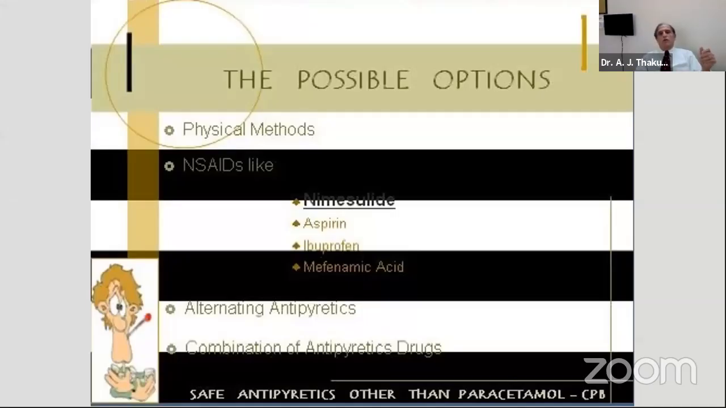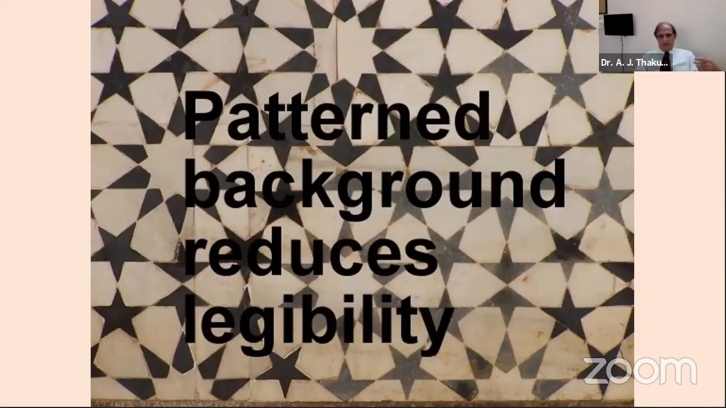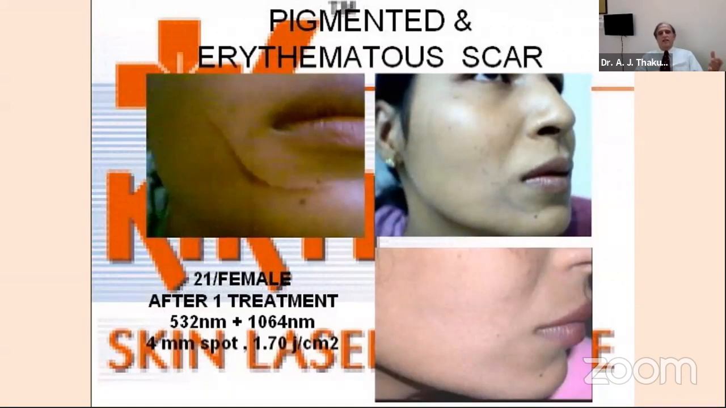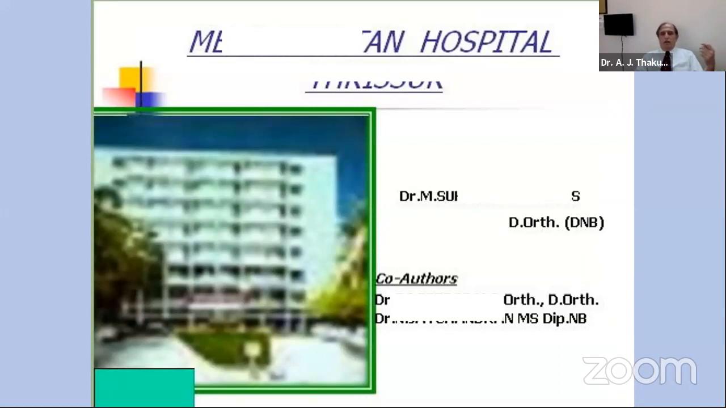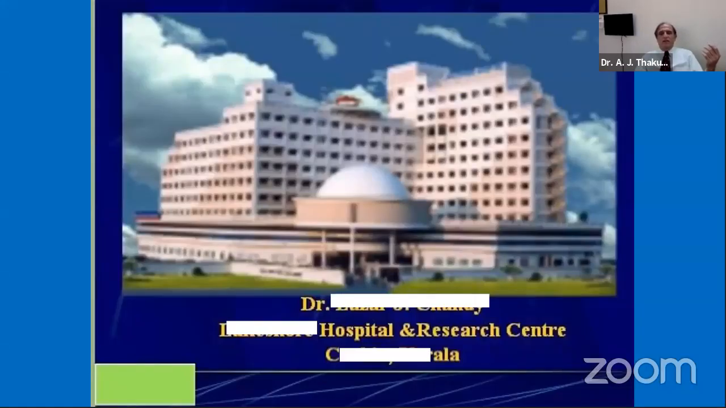Here are some examples of what people have actually used in their presentations. Can you read half the thing that is being shown here? Again, you can't read that. This presentation has all the details, but the background is so dominating that you cannot concentrate on the details available. And it's very habitual for people to use the picture of their institution in the background.